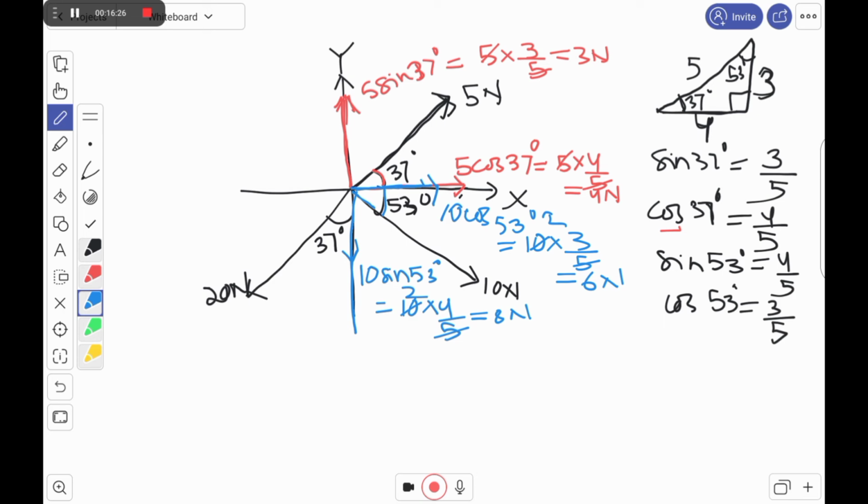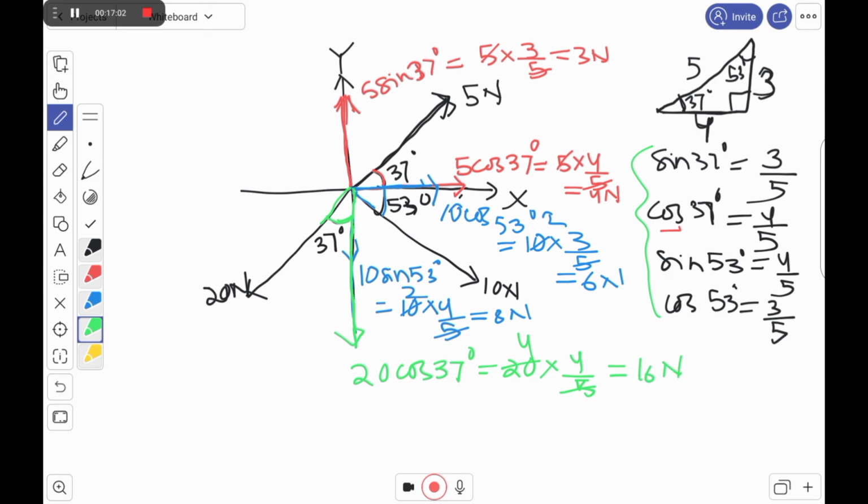Now we'll see the 20 Newton. So 20 Newton. So this is 37 degree. So that means this is your adjacent side. So this will be your 20 cos 37. Is it clear? So 20 cos 37 means 20 into 4 by 5. As you can see, here I have done everything. So 5, 4, 16. That is your 16 Newton.